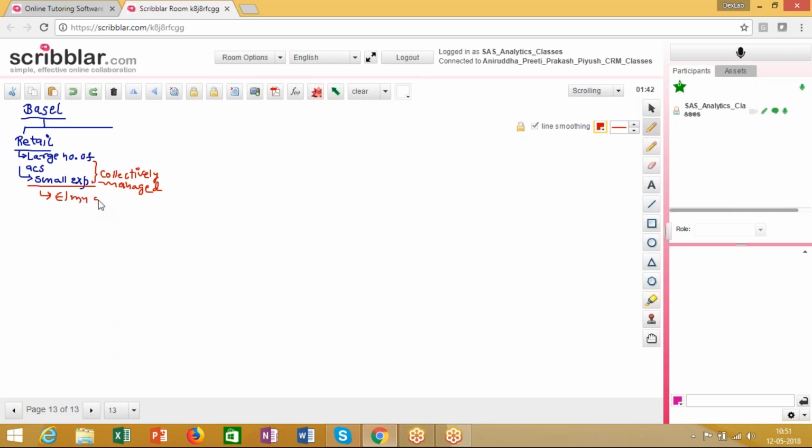1 million euro or less. So that is the retail portfolios. In a retail portfolio, there are a large number of accounts, right? And each of the accounts has very small exposures, right? So that is what a retail portfolio is all about.